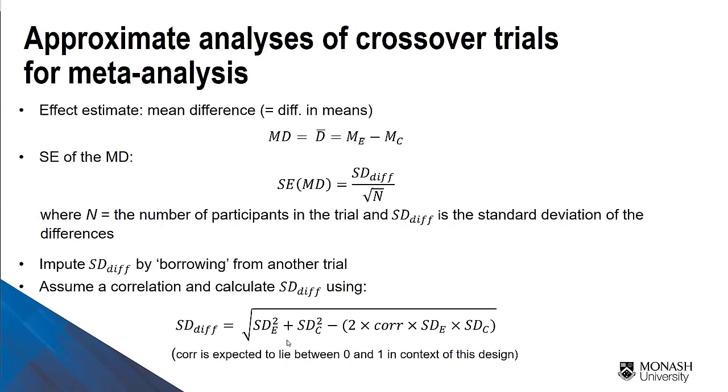I should go back and explain that formula. This is the standard deviation of the experimental group, the standard deviation of the control group, and this is the correlation between the observations.